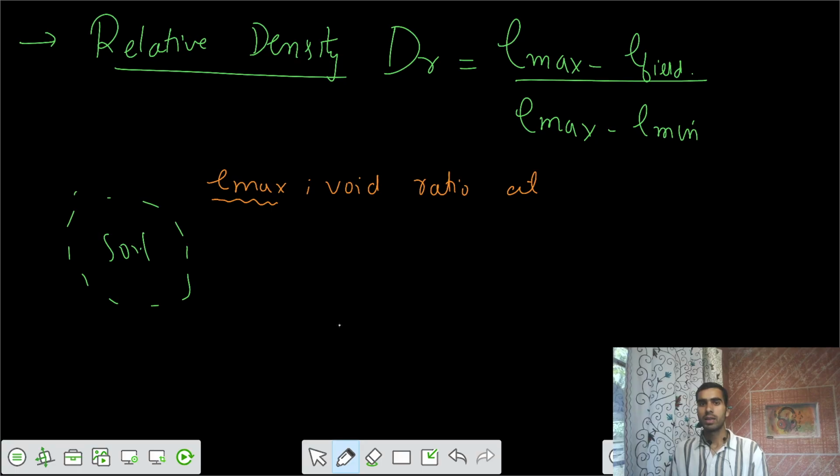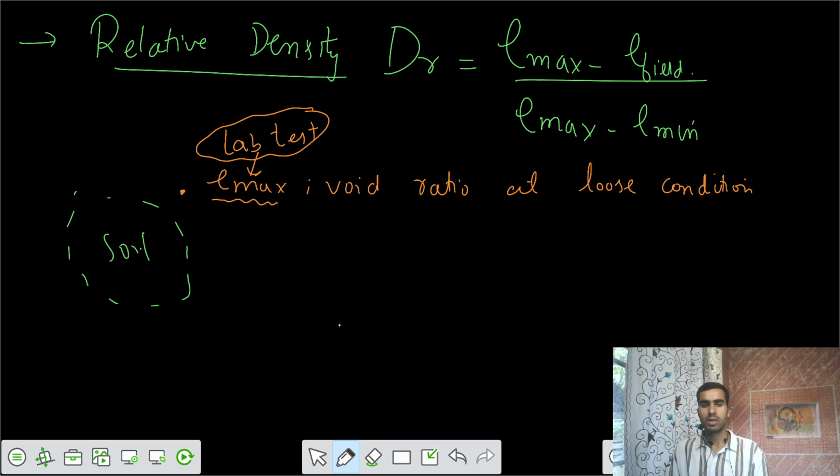That means it's talking about the loose condition of the soil. So this is talking about the loose condition of the soil, and this is calculated in the lab. This is the lab test to calculate the Emax of the particular soil.